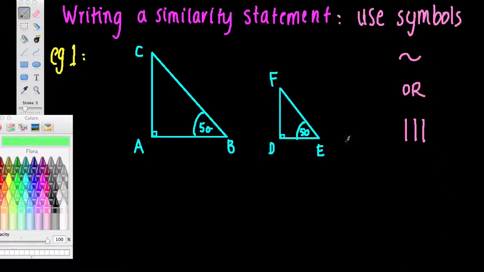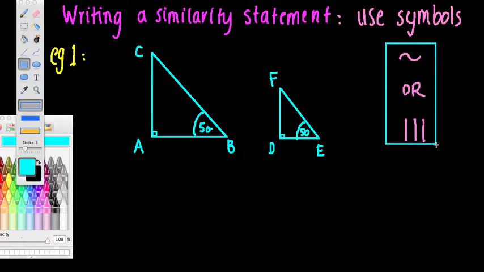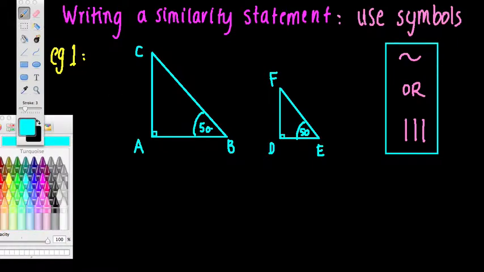Okay, now writing a similarity statement. This will be new. So these symbols here that I've drawn, put a box around them. These are the two symbols that are used for similarity. You don't use both of them, so just pick one of them and stick with it. I usually use this one here.